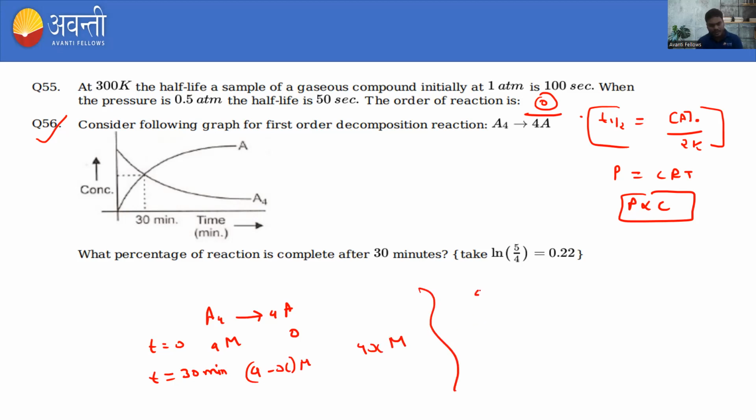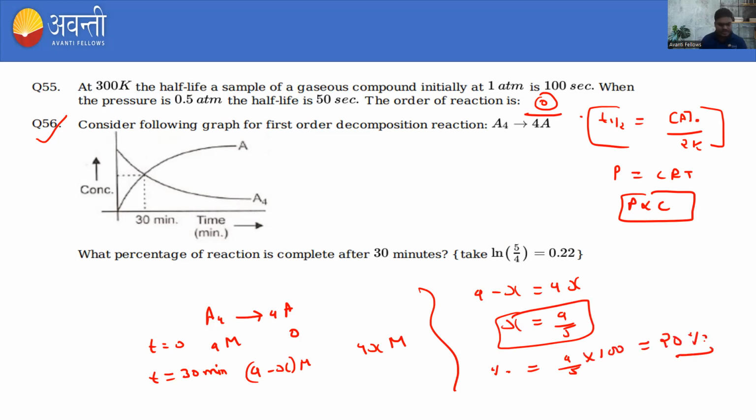As we know, a minus x is equal to 4x. So what is the value of x? x comes out to be a by 5. Now the percentage of reaction at 30 minutes is nothing but a by 5 into 100, which is equal to 20%, right? So what percentage of reaction is complete in 30 minutes? That is 20%. Always remember that 20% of the reaction is completed.